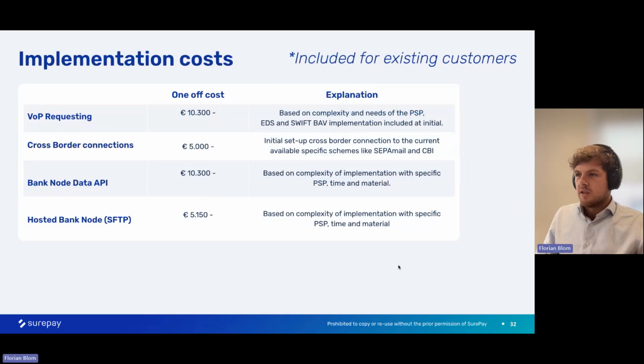There are also some implementation costs because it requires some work to set you up for VOP. So the requesting side has a one-off cost, and also the bank node or the data provisioning side. Depending on the solution that you're choosing, it's either this price or a slightly lower price. For example, if you choose an API connection for data provisioning, it requires a little bit more work on our end, so that's why the price is higher, whereas the SFTP connection is a little bit more simple to set up with you. But of course, we are happy to accommodate both.